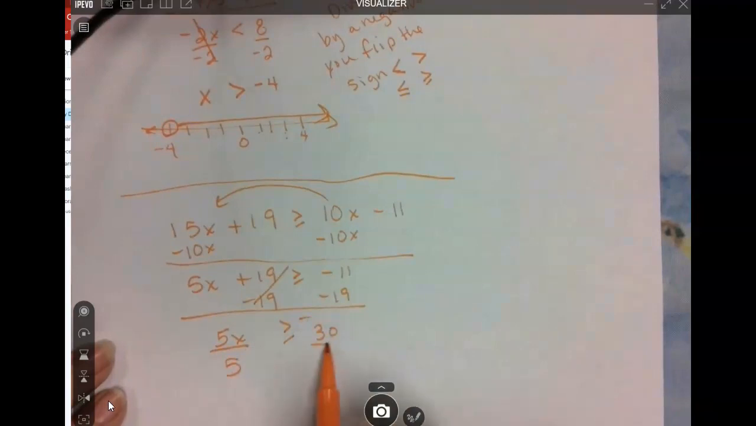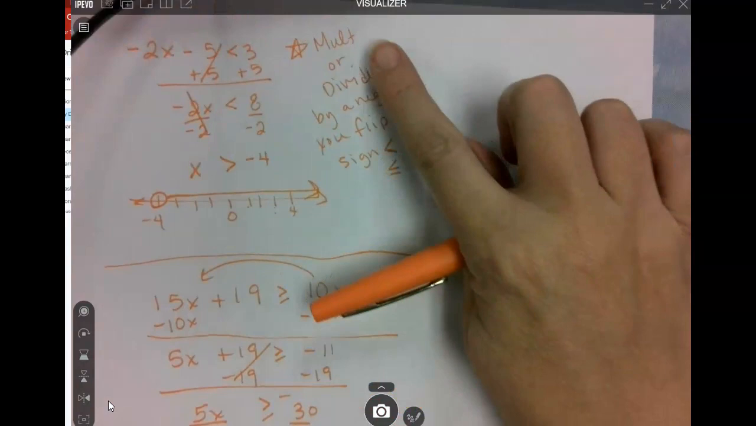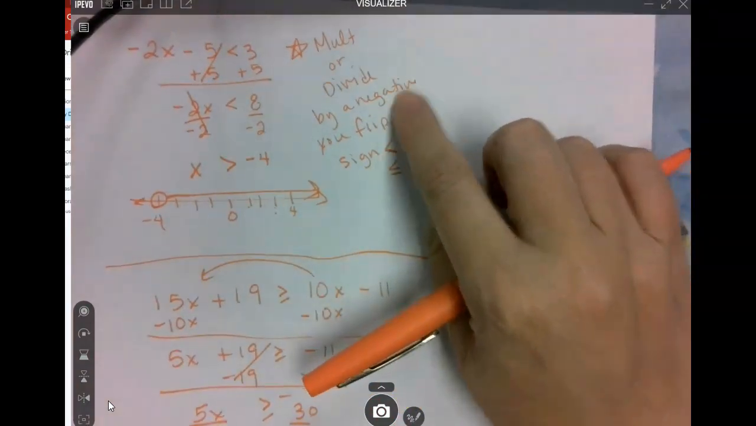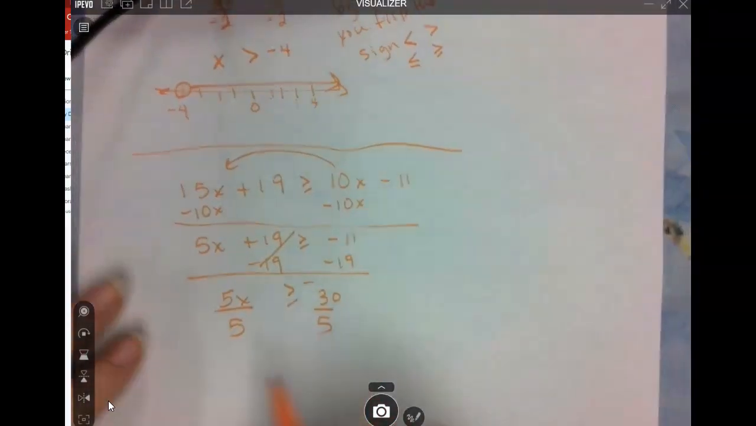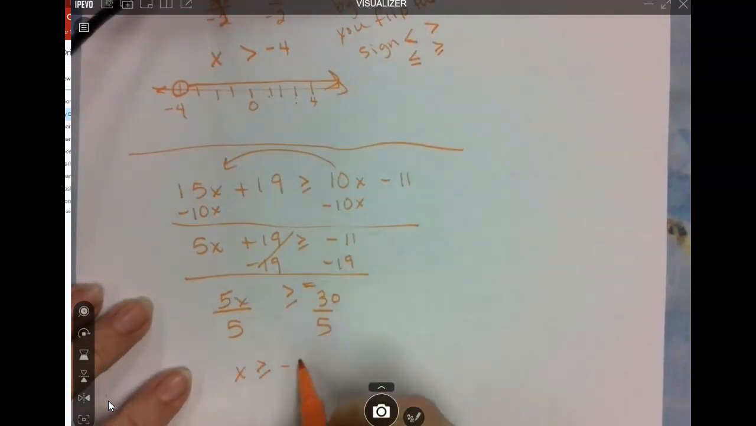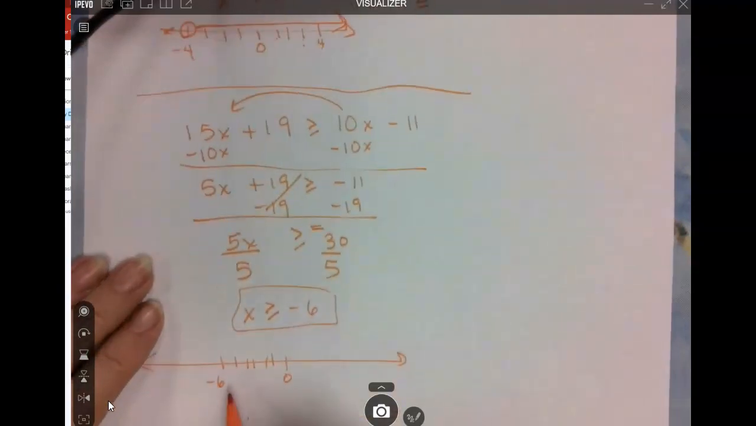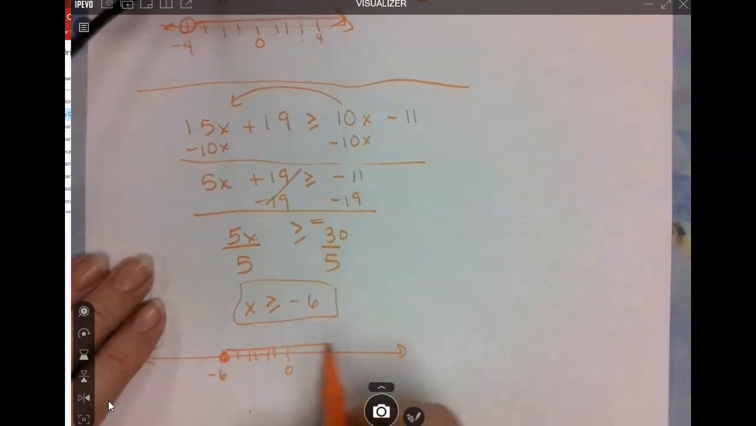Then divide by my 5. Do I need to flip the sign? No, I only flip the sign if I multiply by a negative. This is not negative, so I don't have to do anything. X is greater than or equal to negative 30 divided by 5, which is negative 6. Draw my line. 0, 1, 2, 3, 4, 5, 6. And it's going to be a colored in circle because it's got the equals. Colored in circle, and it's going to go that way.